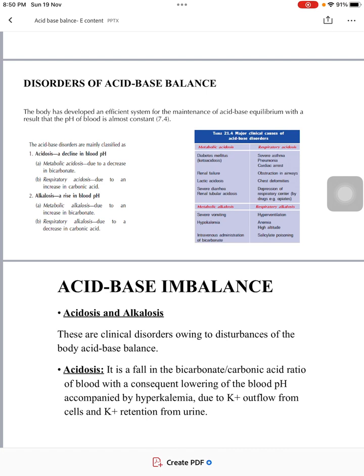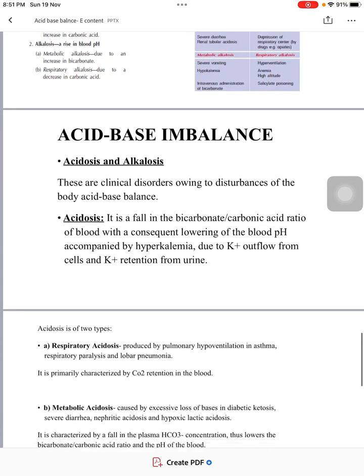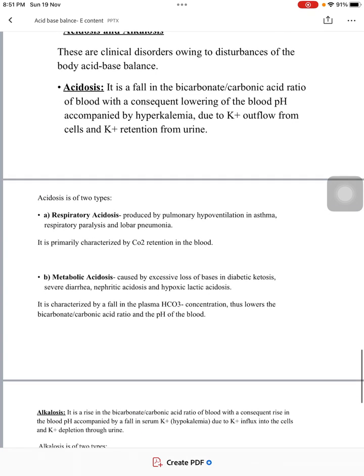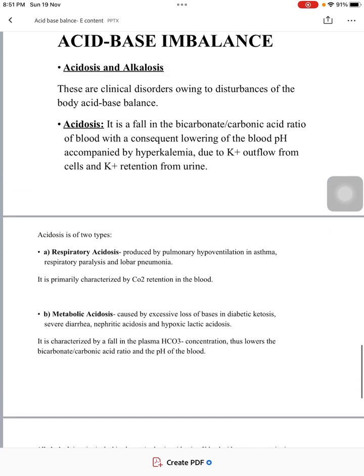Alkalosis. There is a rise in blood pH. Alkalosis can be metabolic alkalosis or respiratory alkalosis. In case of metabolic alkalosis, there is increase in bicarbonate. In case of respiratory alkalosis, there is decrease in carbonic acid. These are clinical disorders owing to disturbances of acid-base balance.